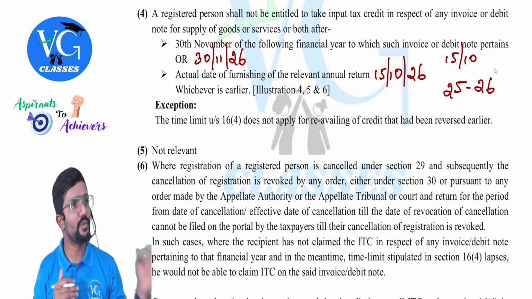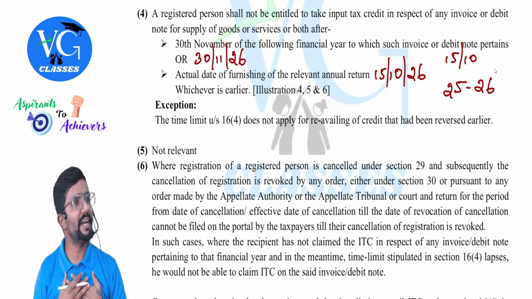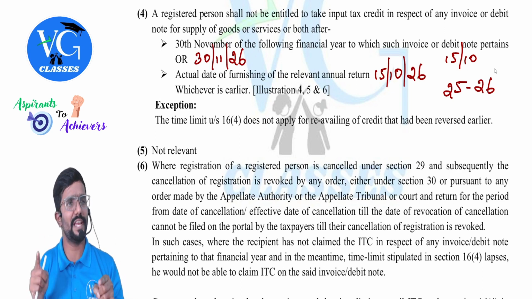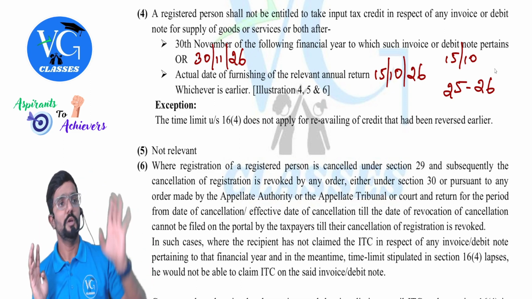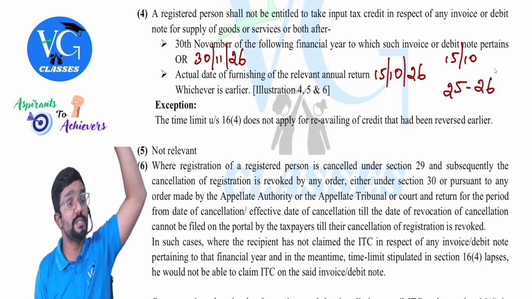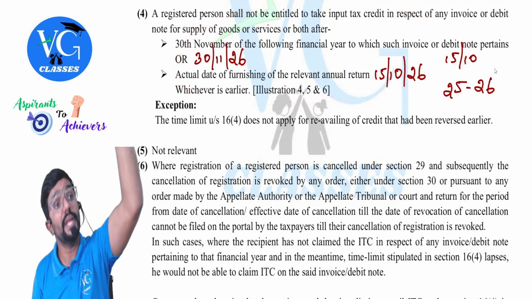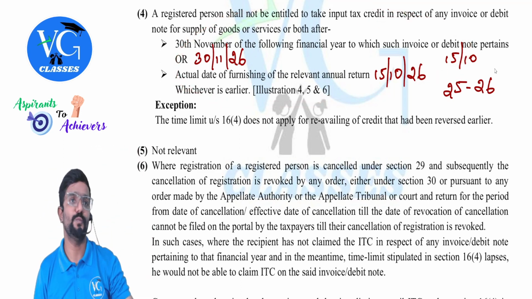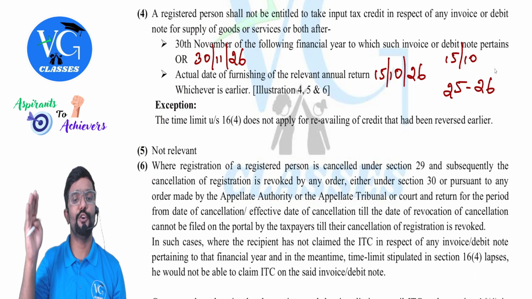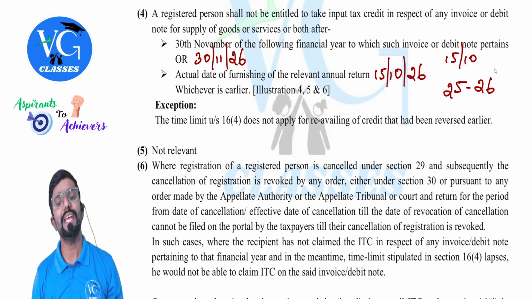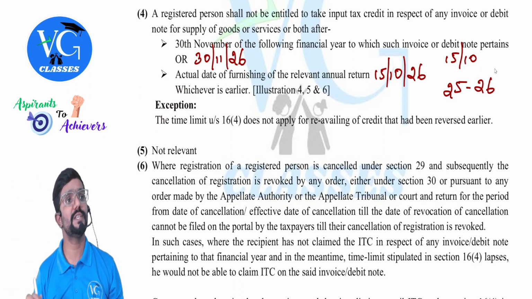Yes. Normally speaking, if I get a credit in any month, I will try to use it in the same month or maybe next month, next to next month, because that is a benefit given to me. I will try to utilize it as early as possible. But they are telling, if you don't use it within this date of next year, we will not allow you. Exception is the time limit under section 16(4) does not apply for re-availing the credit that had been reversed earlier.